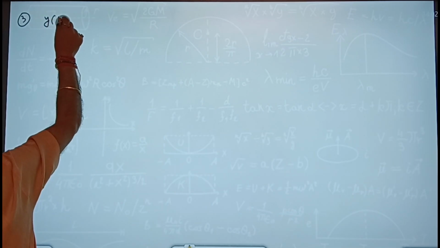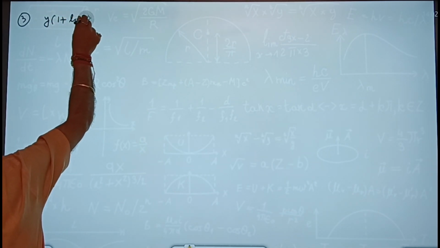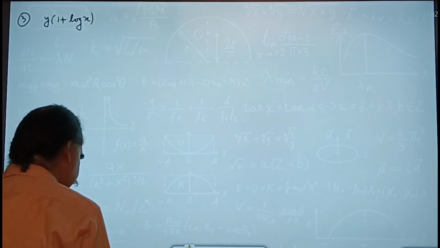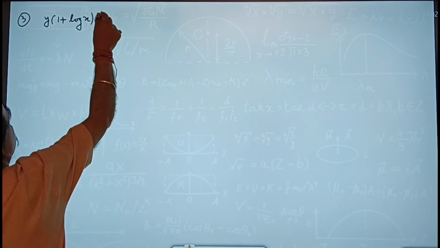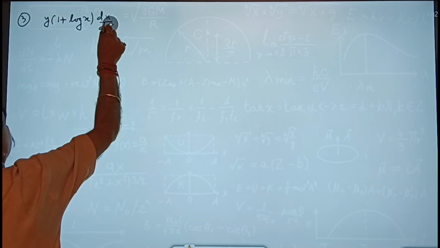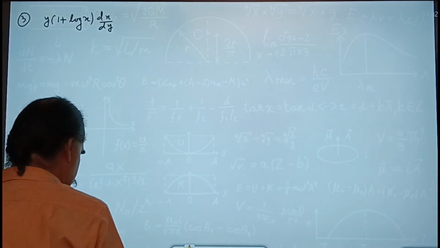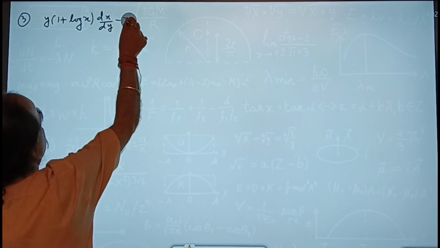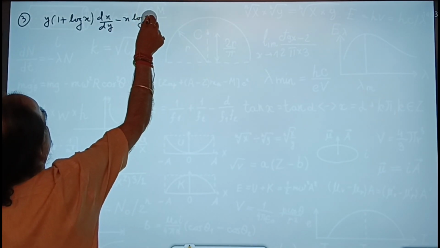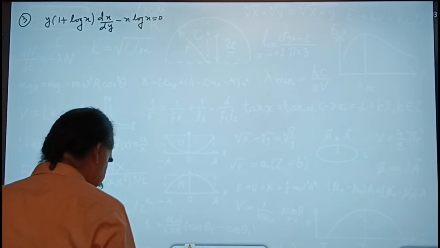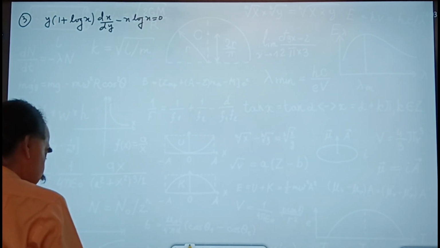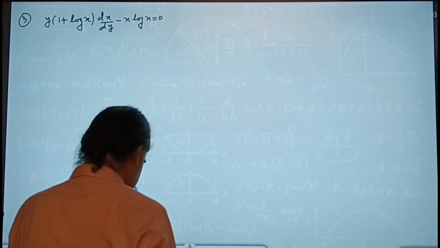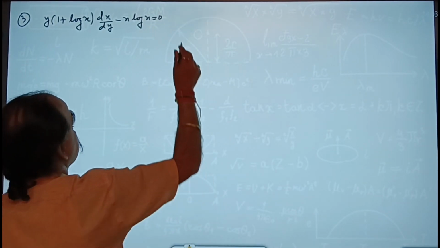y into 1 plus log x dx by dy minus x log x is equal to 0. And condition is what? x is 0 when y is e. y is equal to e square when x is e.